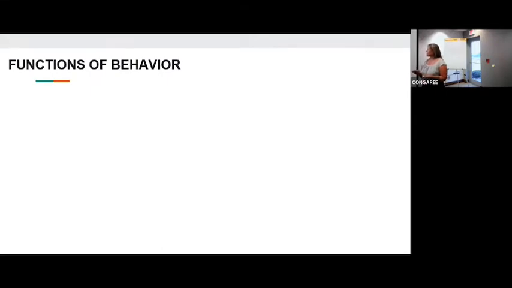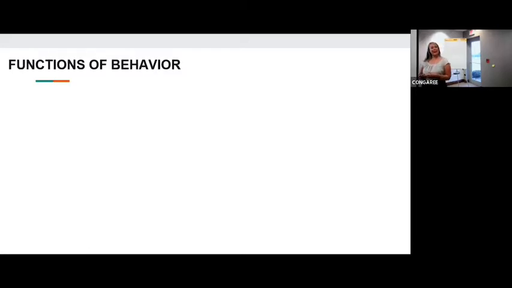So functions of behavior, this is something that could be an entire workshop on its own. So we're going to try to put it into just a couple slides. And feel free to respond in the chat too. Have you all heard or talked about the functions of behavior before, or maybe know what some of them are or how many there are? I do. Yeah. There's 4. There are 4. Yes, there are 4. Awesome.